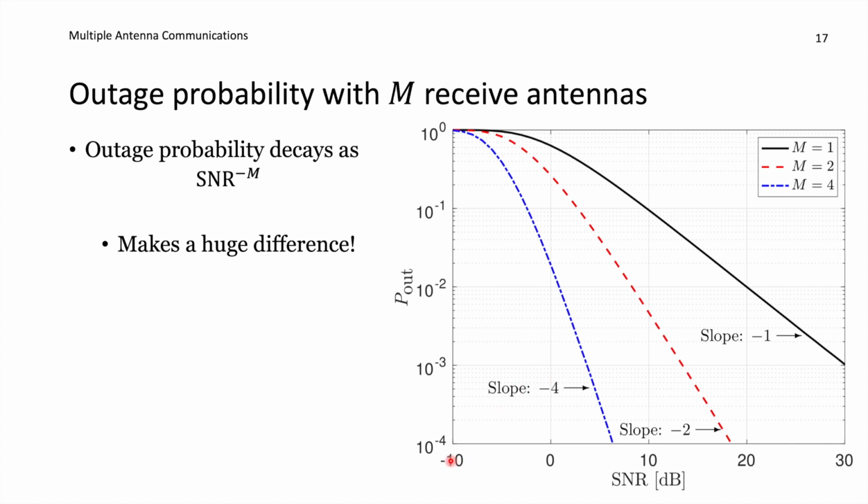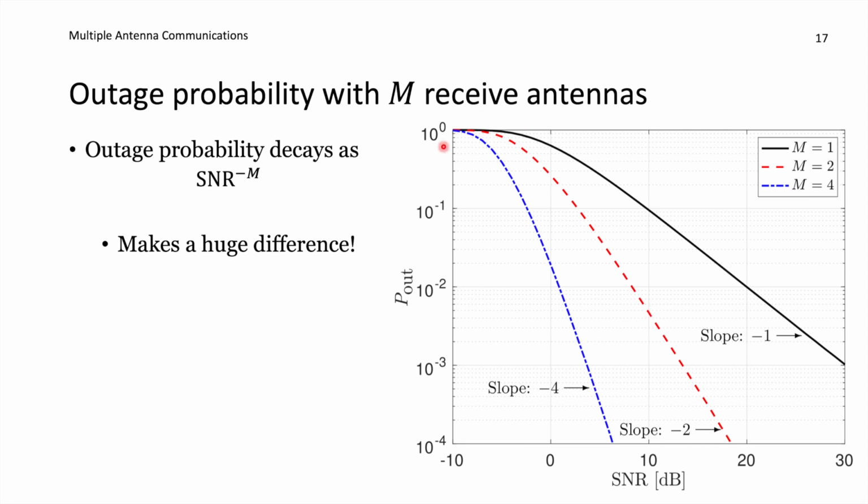We are showing the SNR on the horizontal axis, the outage probability on the vertical axis. The black curve is when we have one antenna. The red curve is when we have 2 antennas. And the blue curve is when we have 4 antennas. And you can see that at high SNR, we have this particular slope that I was talking about, that is different depending on how many antennas we're having.